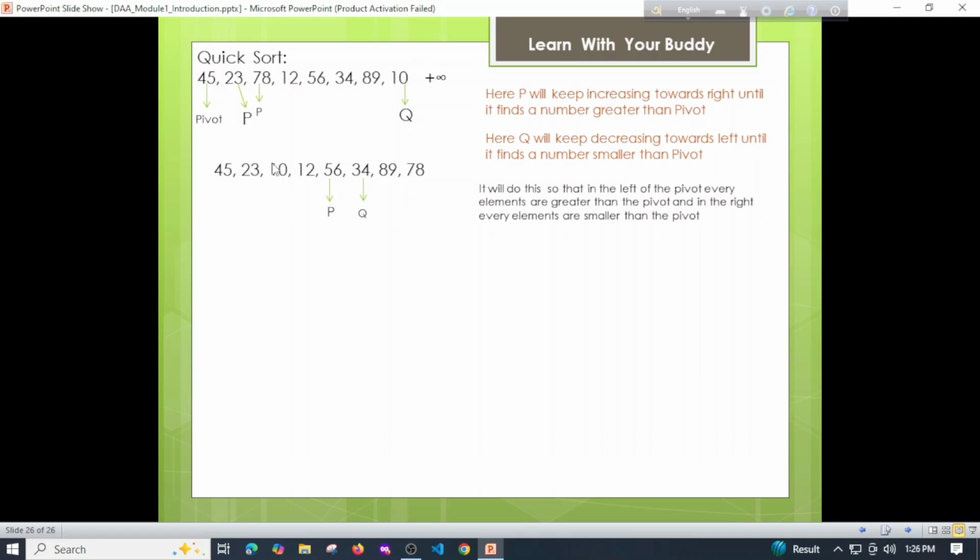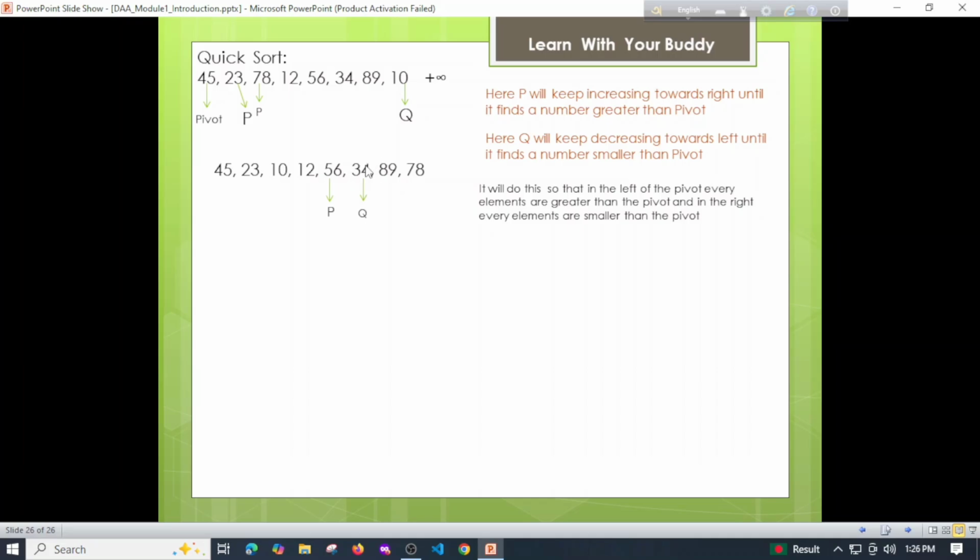So now, is 23 greater than the pivot? No. Is 10 greater than the pivot? No. Is 12 greater than the pivot? No. Is 56 greater than the pivot? Yes. So our new P will be 56. Then we keep decreasing from Q. Is 78 smaller than 45? No. Is 89 smaller than or equal to 45? No. But is 34 smaller than or equal to 45? Yes, it is smaller than 45. So our new P and Q will be 56 and 34.